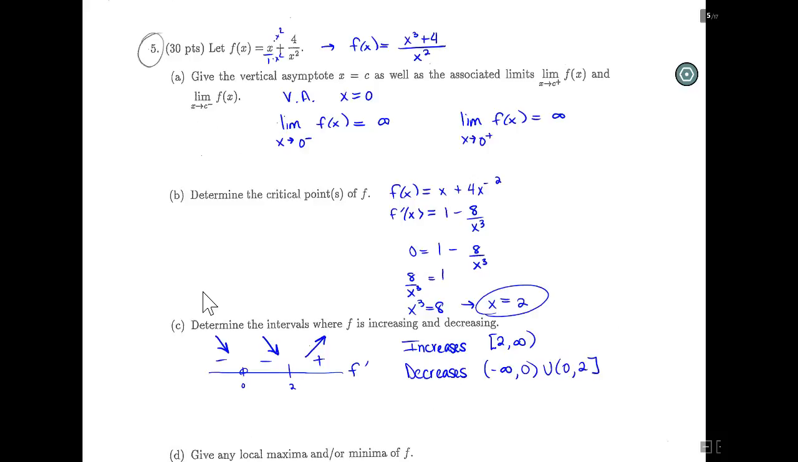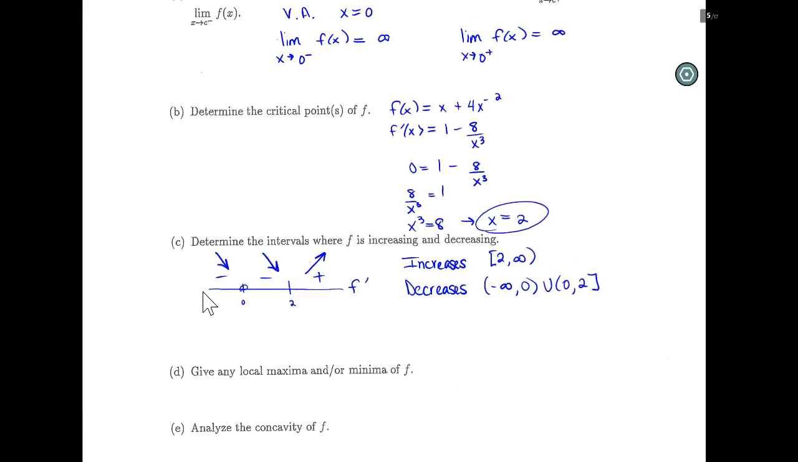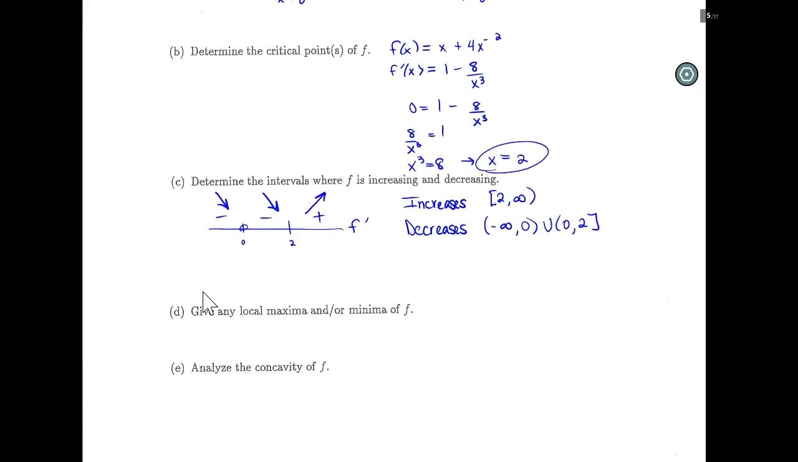Now I use brackets around the 2. I don't know how your professor does it, but generally speaking, if it's not excluded from the domain, we do include the endpoint. But usually most professors, and even on the AP exam as an example, they'll accept parentheses as well.